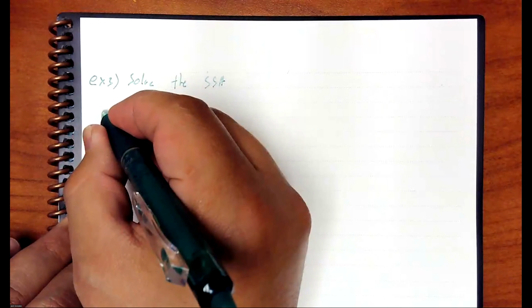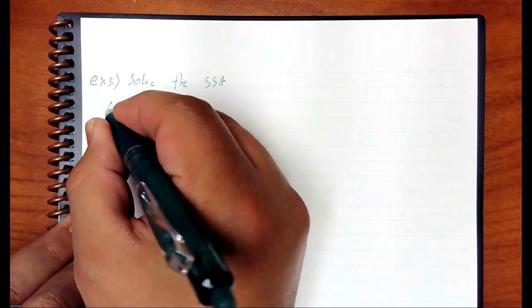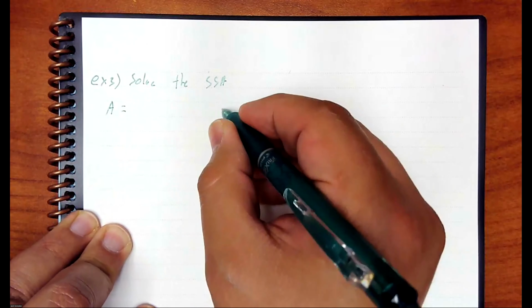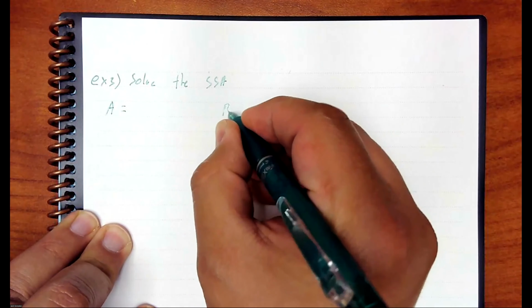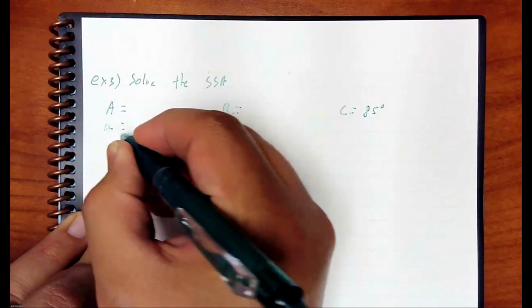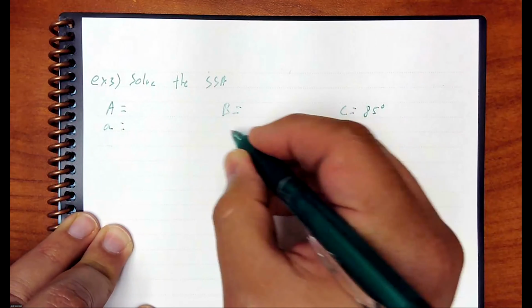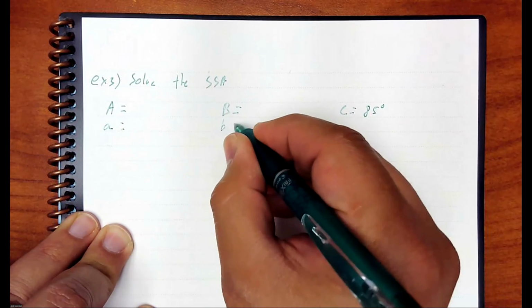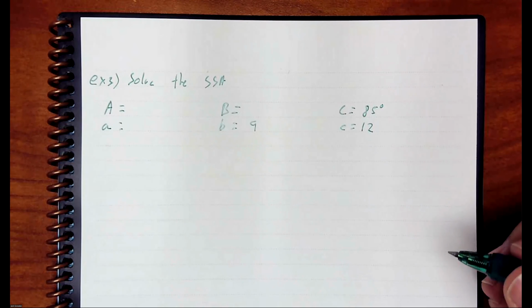Okay, so capital A is something. We don't know what A is. We don't know what B is. C is supposed to be 85 degrees. Little a is not given. Little b is 9. Little c is 12. Okay, so we're missing 2 angles.